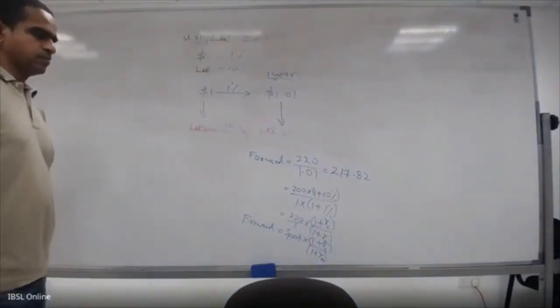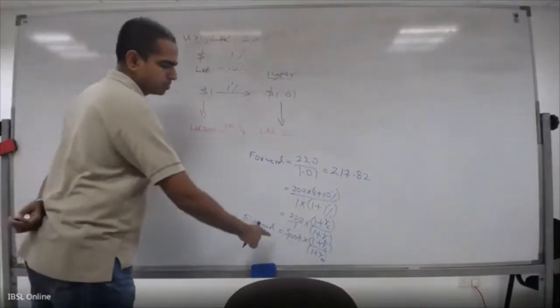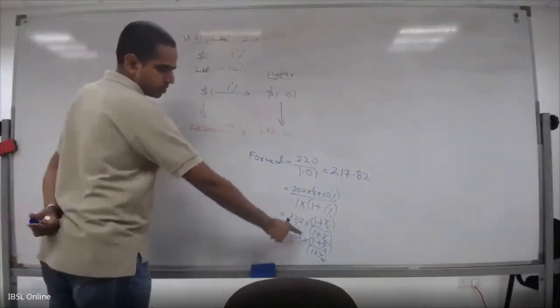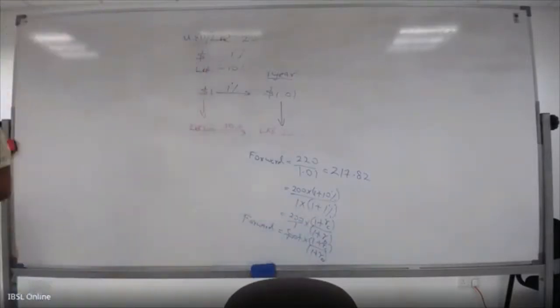This is interest rate parity theory. What it says is the forward rate is equal to the spot rate into 1 plus interest rate of counter currency divided by 1 plus interest rate of the base currency.